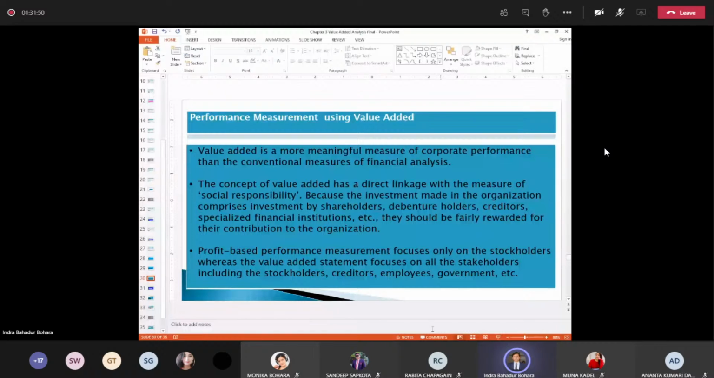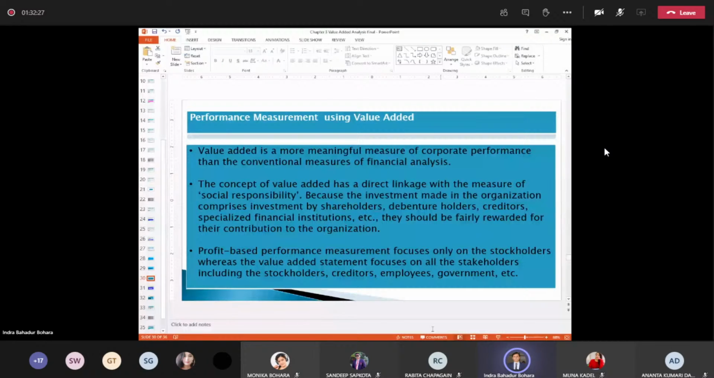Net profit calculated under financial accounting is profit-based, and managerial performance can be evaluated based on the profit factor only. Profit is only one single factor for performance measurement under financial accounting. That profit-based measurement focuses only on the shareholders, because profit is distributed to the shareholders only.